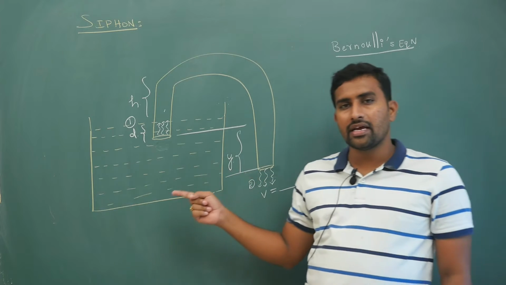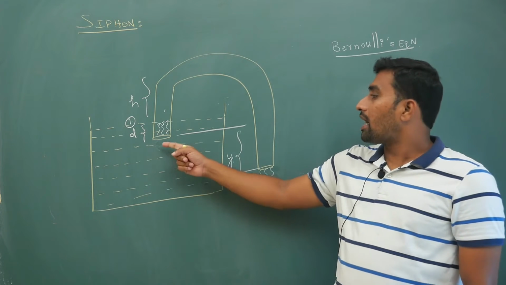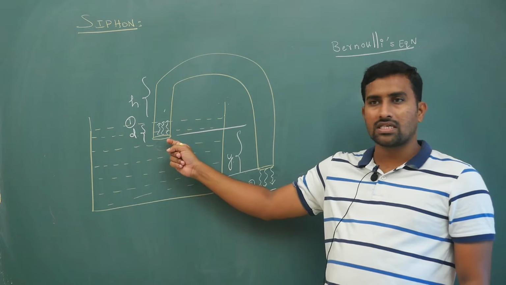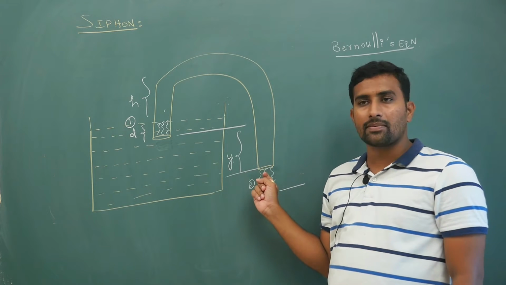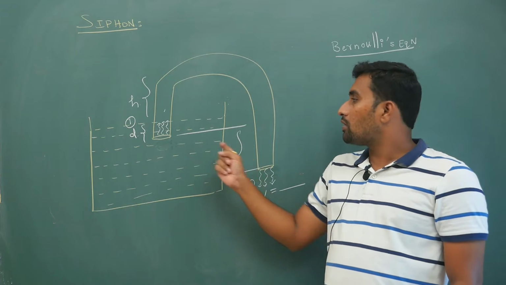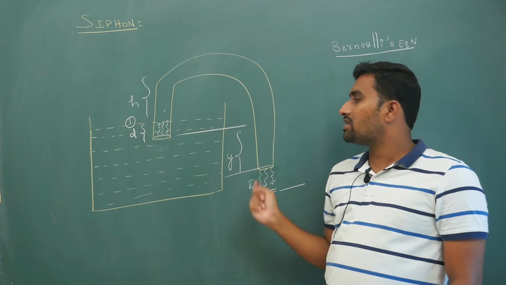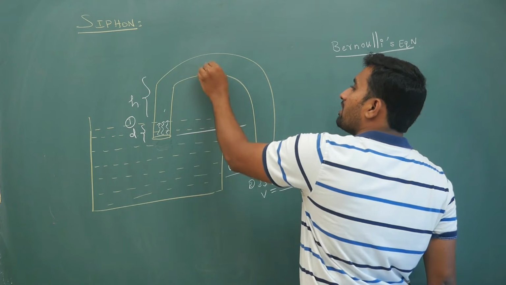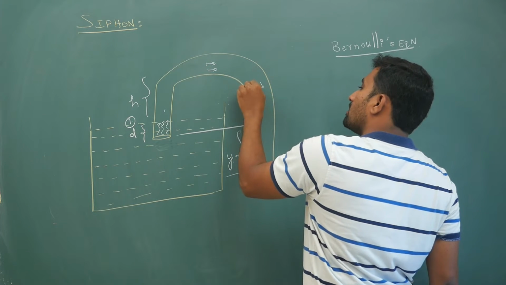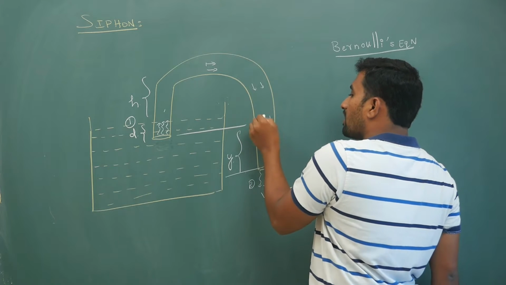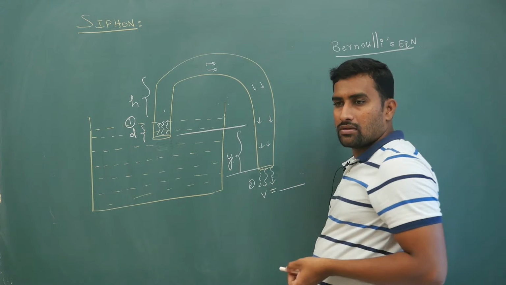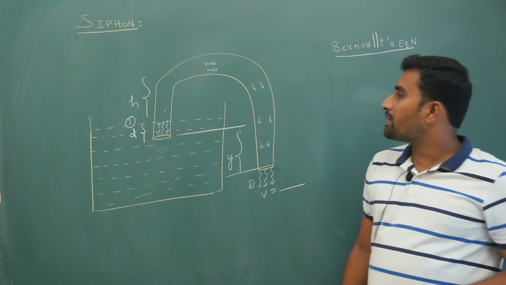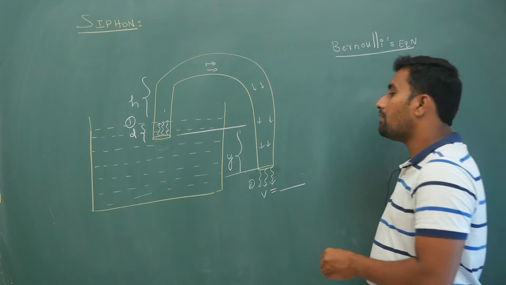continuity, your area is constant, right? So capital A into V1, if you take the velocity here, is equal to capital A into V2 here. So with whatever velocity the liquid enters, with the same velocity it will come out. So at this point or at this point, our equation of continuity should hold for an ideal fluid. So your A into V, area into speed.